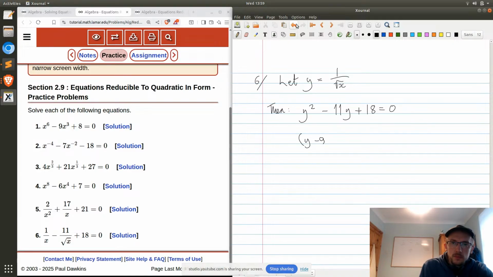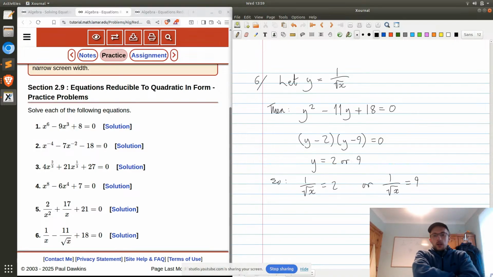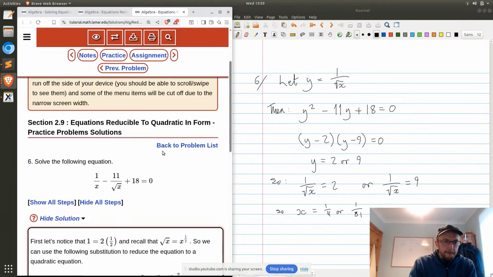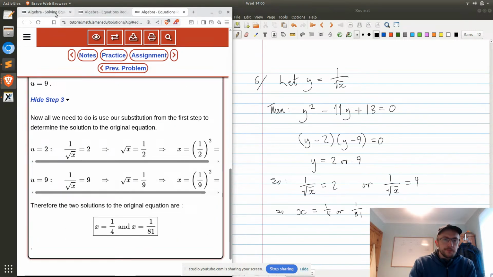And that's y minus 2 times y minus 9. So y is equal to 2 or 9. So you're telling me that 1/root x is 2, or 1/root x is 9. Okay, so x must be a quarter, or 1/81. Oh, look, a tiny, tiny spider. Okay, so check. Oh, we already have that open. Correct.